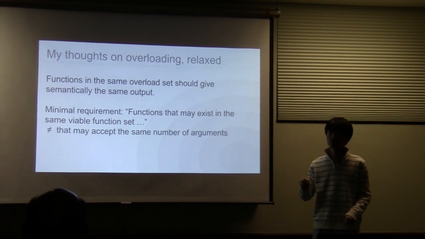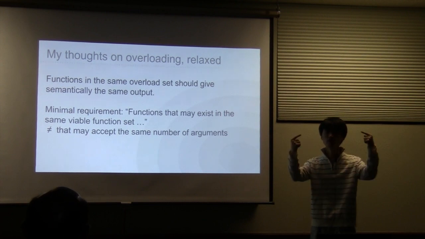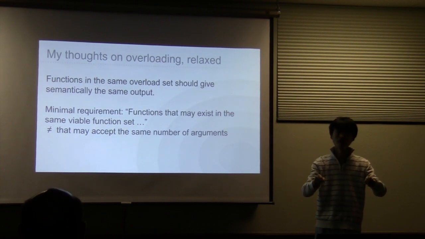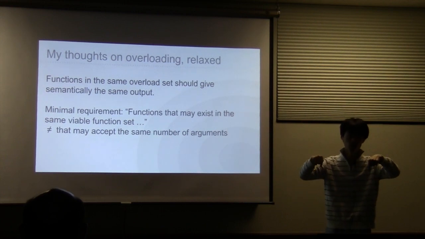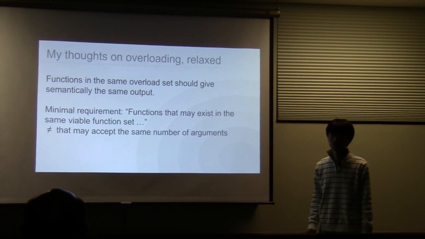And the next thing is, your function parameter needs to have an implicit conversion sequence from your arguments. Like your call is f(a, b) and your function type is f(char, int), a and b need to be implicitly convertible to char and int. So this is what a viable function means.